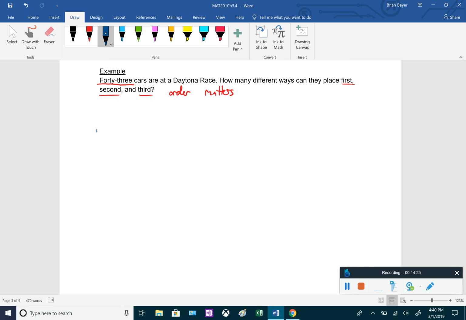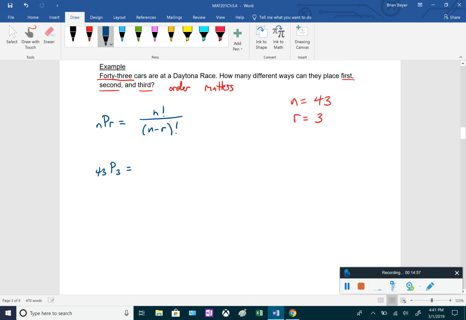So the formula nPr equals n factorial over n minus r factorial. So the n here is the total number of cars in this case, which is 43. It's the total number of options that we're picking from. The r is how many we're taking and putting in order. That's first place, second place, and third place. That's going to be 3. So we're looking for 43P3, which is going to be 43 factorial over 43 minus 3 factorial.